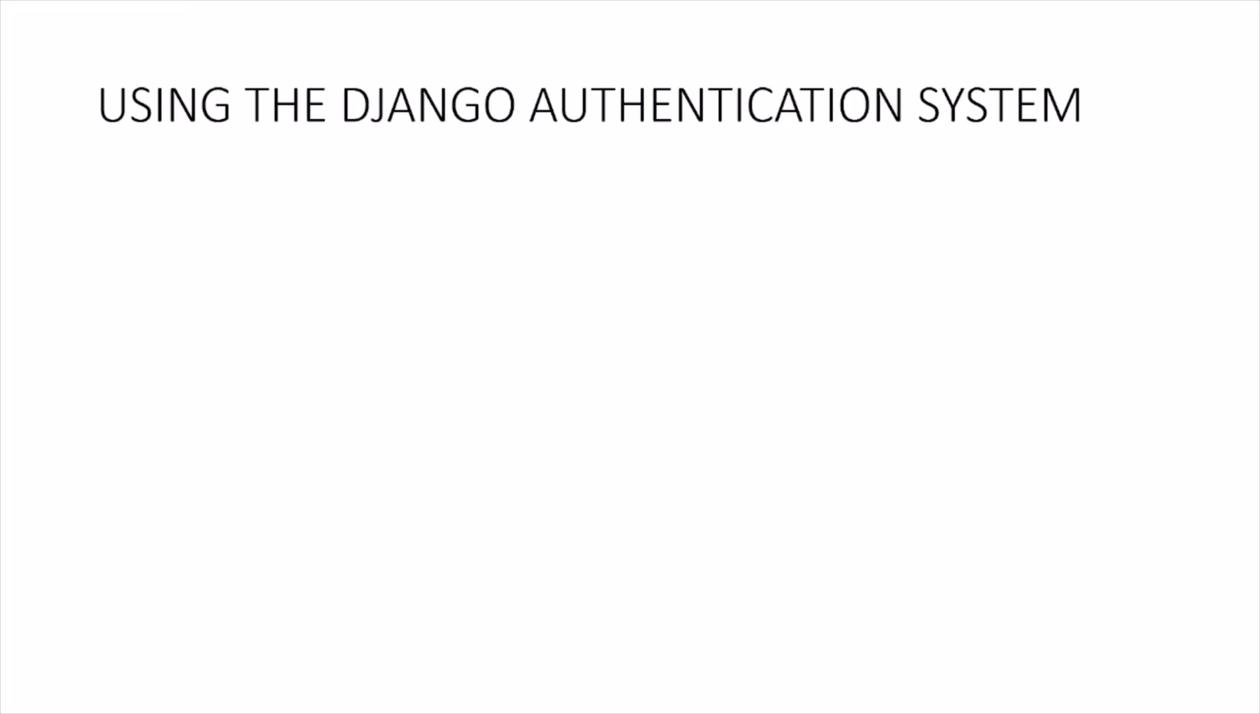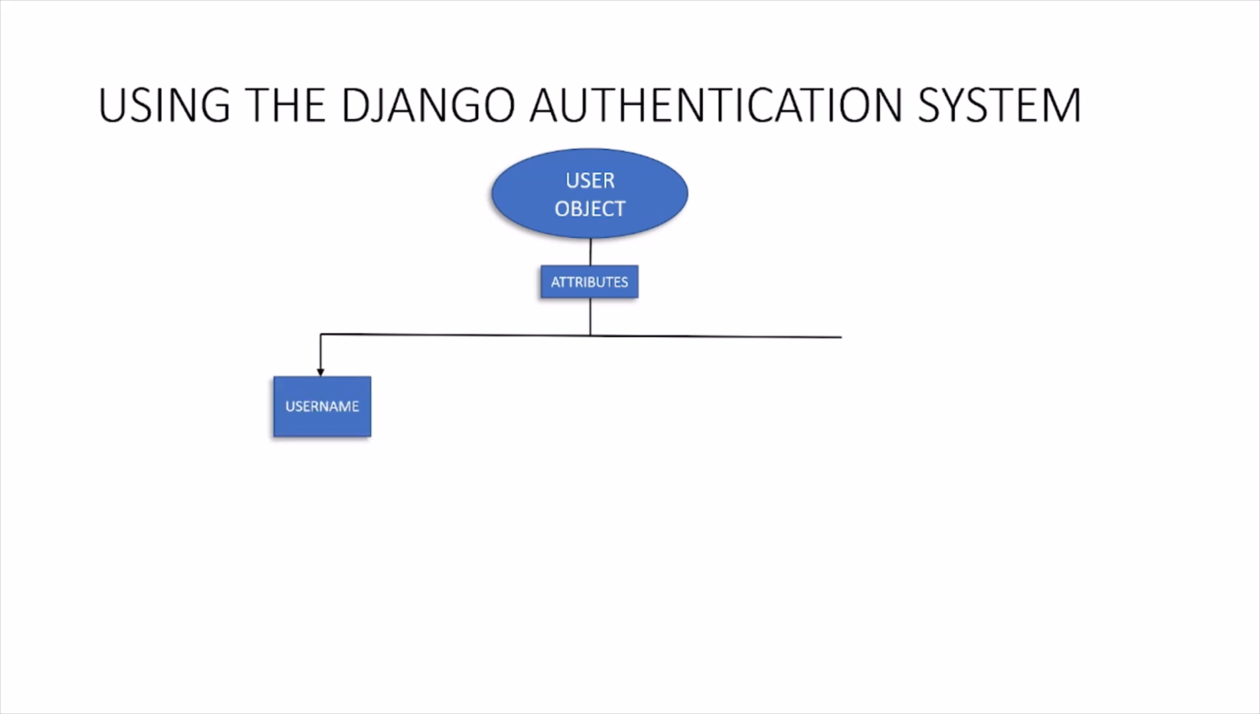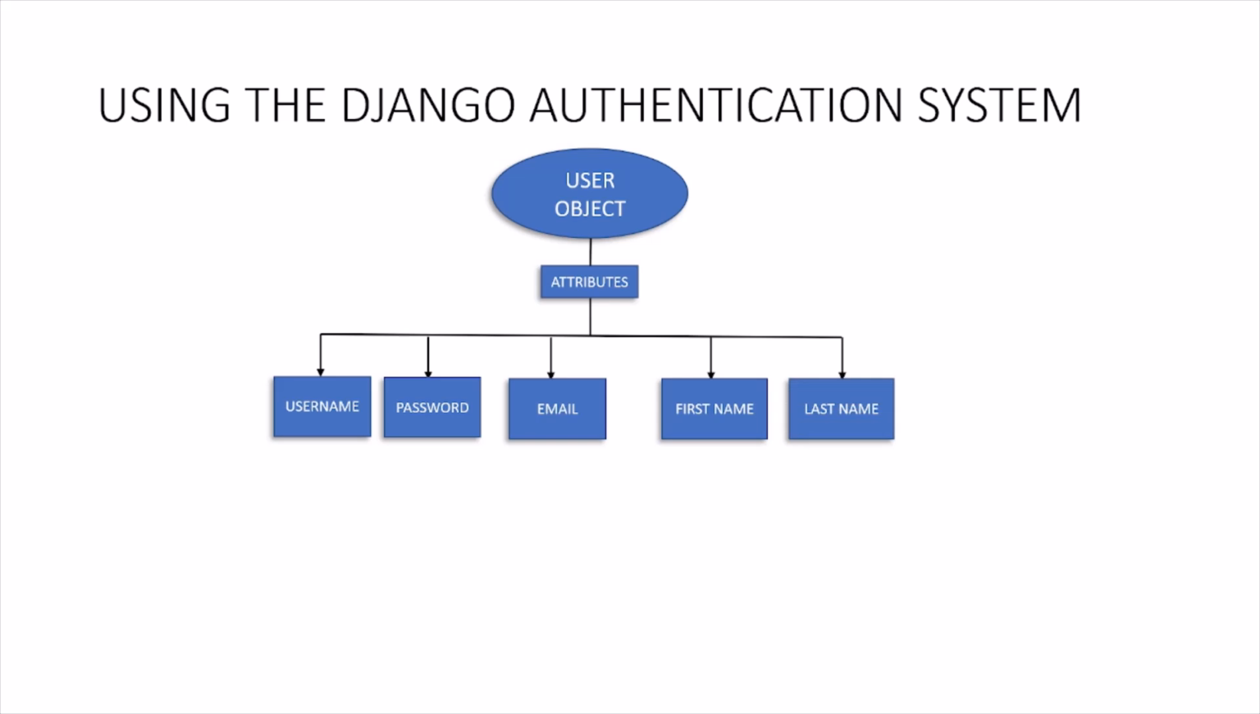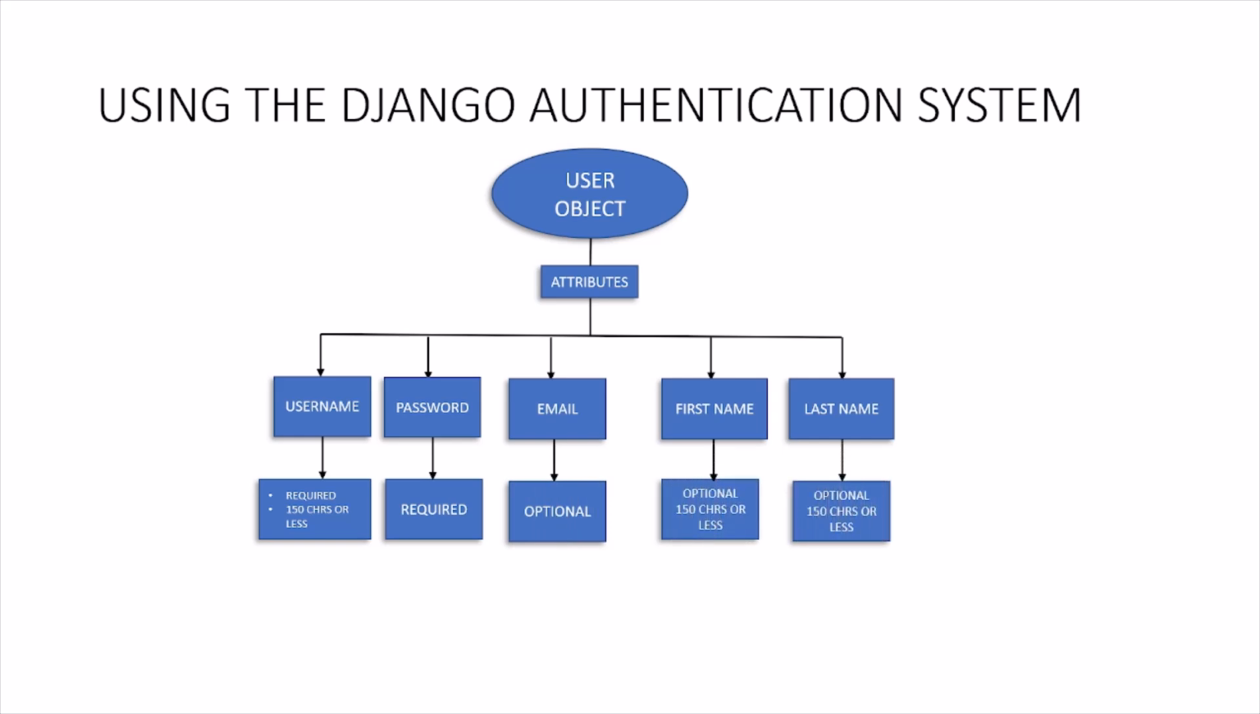Now let's move on. Let's talk about using the Django authentication system. At the heart of the Django authentication system is the user object. This user object has attributes. These are username, password, email, first name, last name. Of these, username and password are mandatory. Email, first name, last name are optional. As you can see, username, first name, and last name should be 150 characters or less.